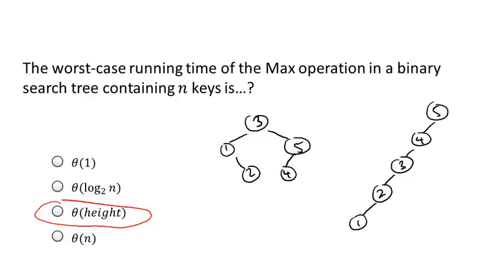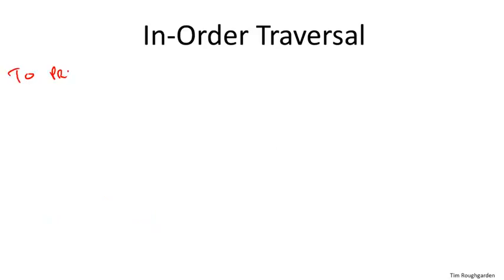Another thing you can do with search trees, which mimics what you can do with sorted arrays, is you can print out all of the keys in sorted order in linear time, with constant time per element.